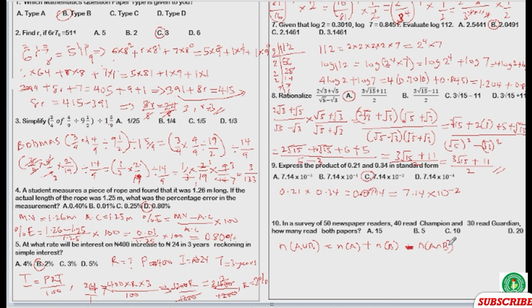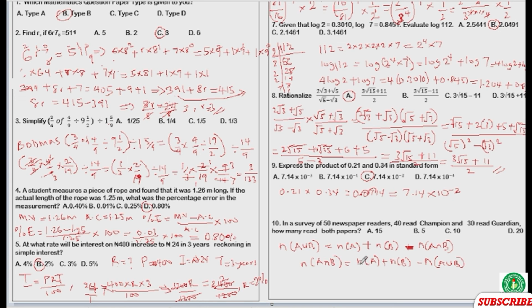So how do you get A intersection B now? You take this to the other side, so the number of A intersection B is equal to the number of A plus the number of B minus the number of A union B.